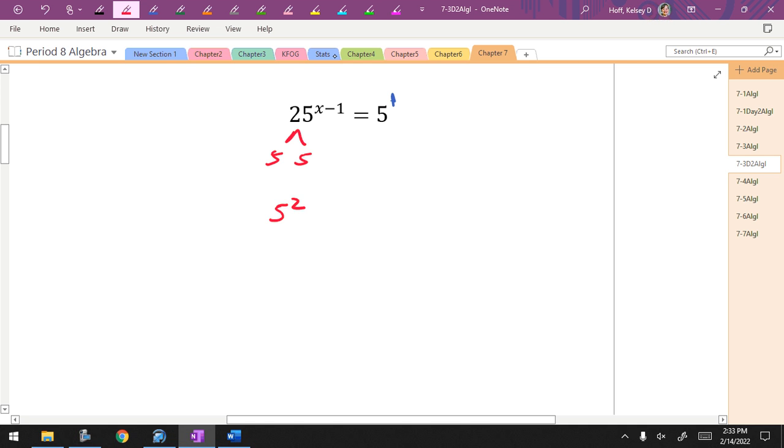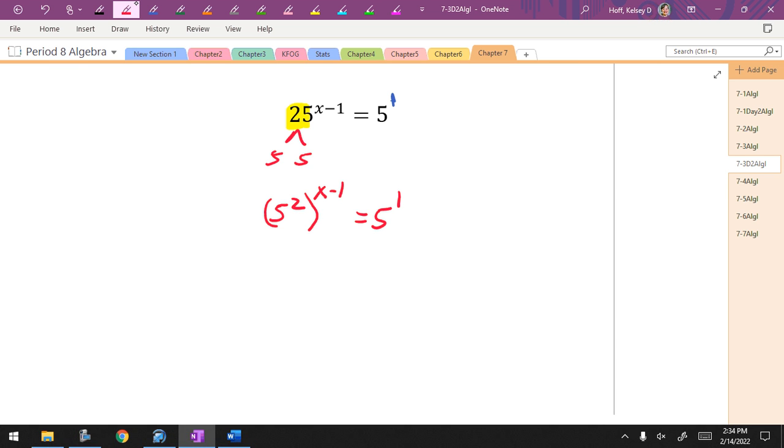Now, I'm only replacing 25 with 5 squared. 5 squared is still raised to the x minus 1. Does everybody follow what just happened there? Okay. This time, our exponent base needs to be adjusted. Now, I know you're going to say, Ms. Hoff, we have the same base, we can drop them. Not quite yet, because we have a weird parenthesis over here. Laws of exponents from last week. When you raise a power to a power, you multiply.